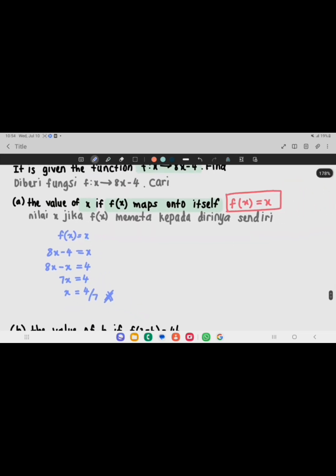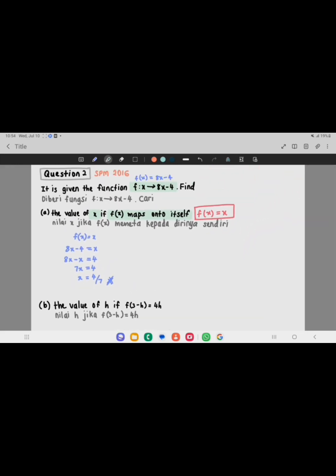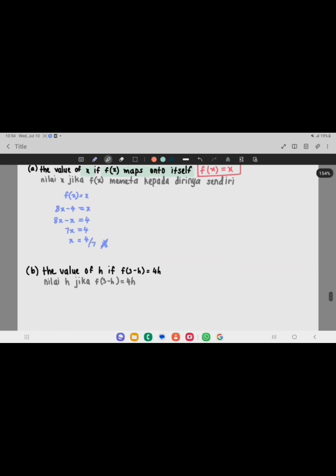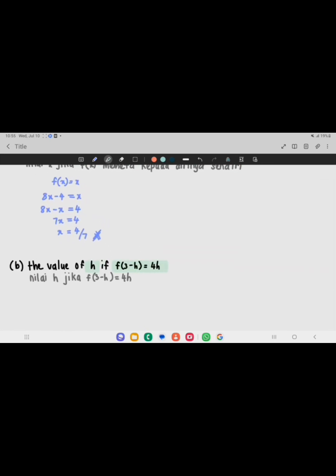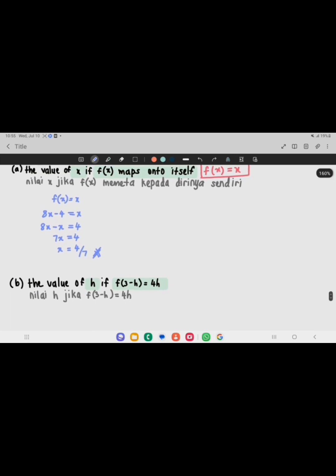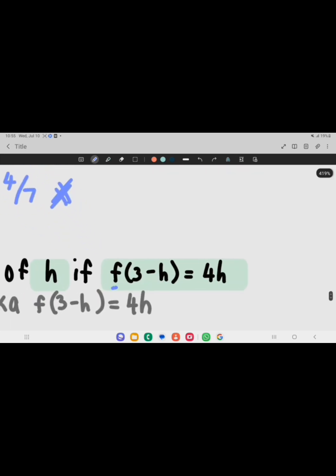Okay, so now let's continue with question B. B, the value of h if f3 minus h is equals to 4h. Nilai h jika blah blah blah. So basically we have to find the value of h when this is given to you. So the main thing is this. This is the main clue given to you, right? From here what you can understand is f3 minus h is actually 4h. This is what is given in the question.